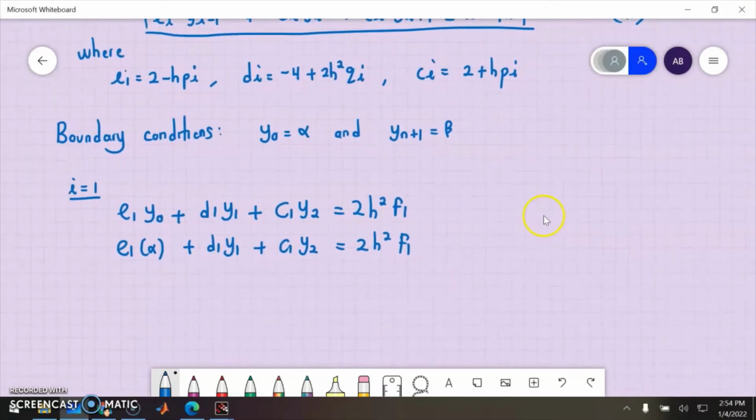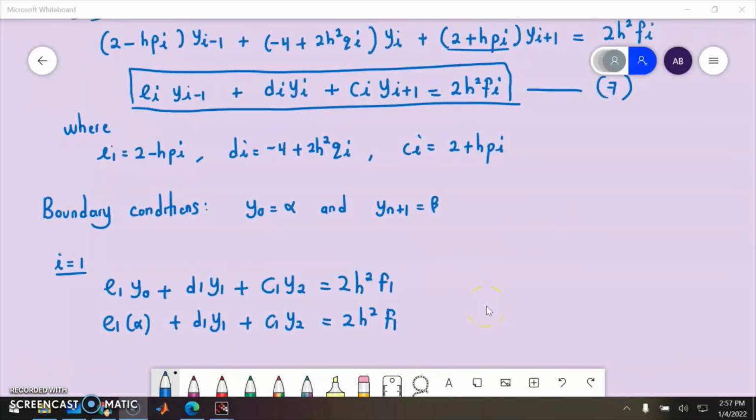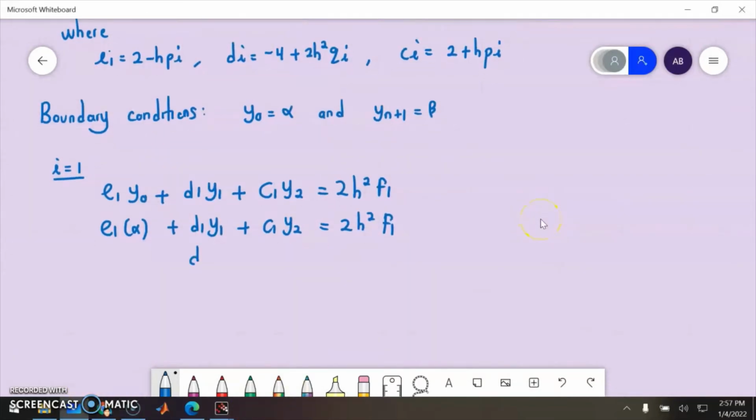So I'm going to move this, because we know that this E is the term that involves my alpha. So we're going to arrange this term now. Okay, now simplify. So we have D1 Y1 plus C1 Y2 equals 2H squared F1 minus E1 alpha.